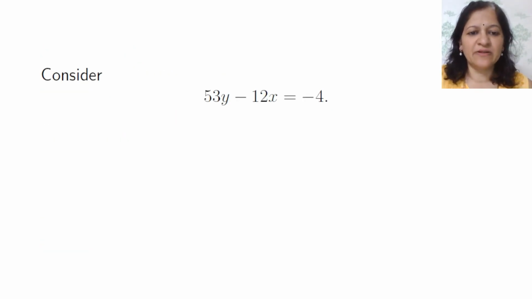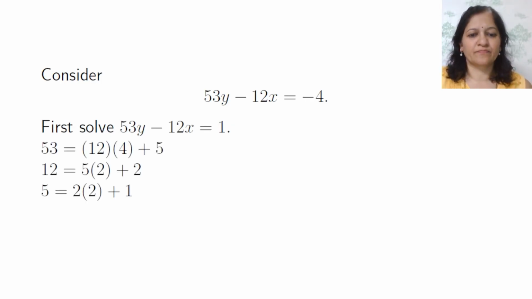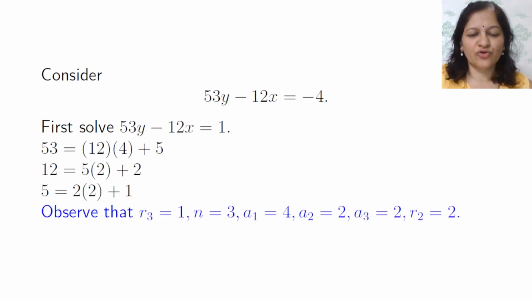Consider another example, 53y minus 12x equal to minus 4. Then 53 is bigger than 12, so you divide 53 by 12 and then we get the following steps. First we consider 15y minus 12x equal to 1. So we get these values.